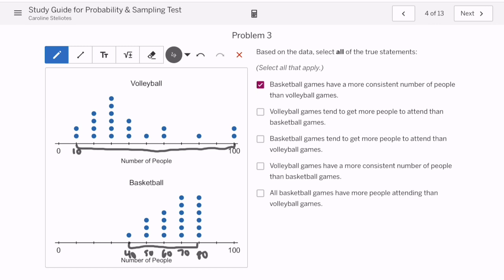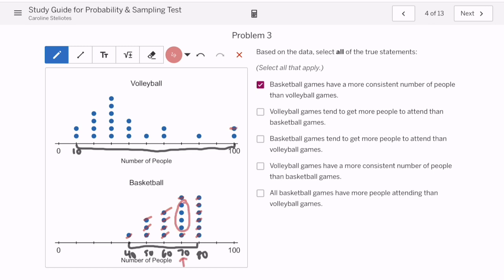Okay, so here we're looking for the center of the data, and you could find this by finding the median, but it's probably not really necessary. It's basically where is around the center for basketball and where is around the center for volleyball. And we can see that the basketball center is higher. I can briefly show how we could find the median, and the median is going to be 70 for basketball.